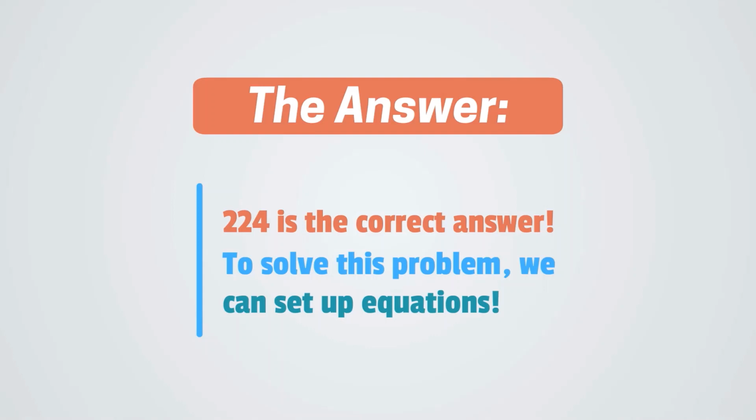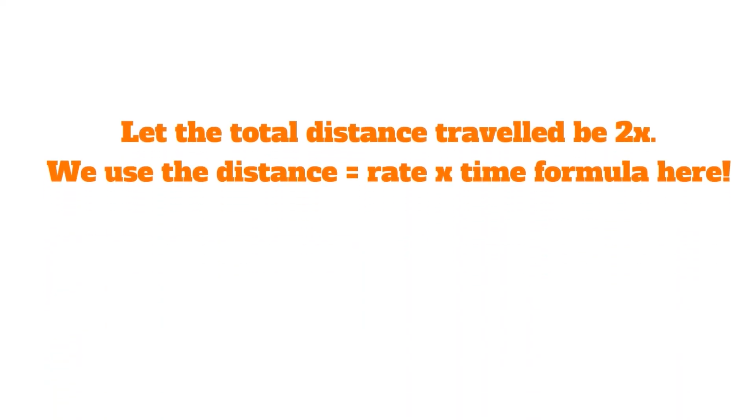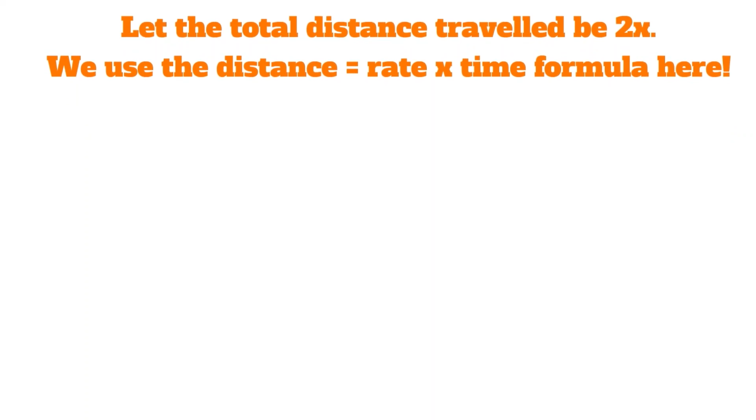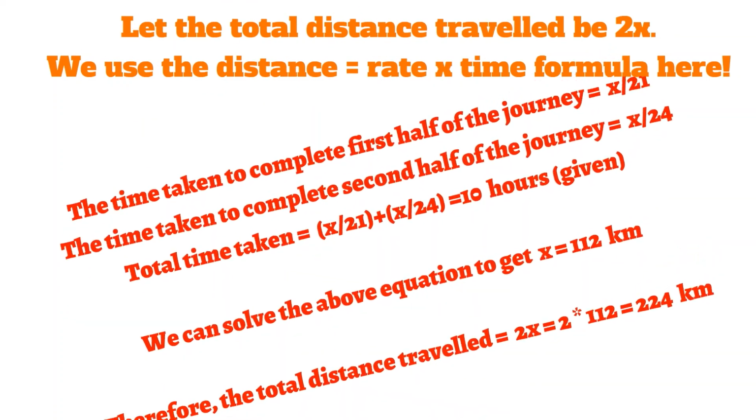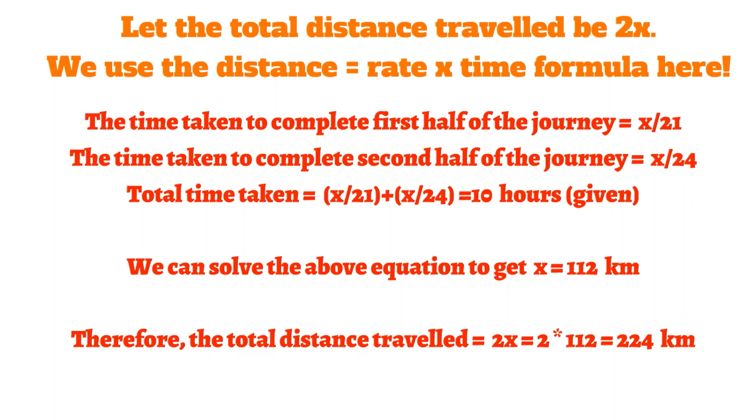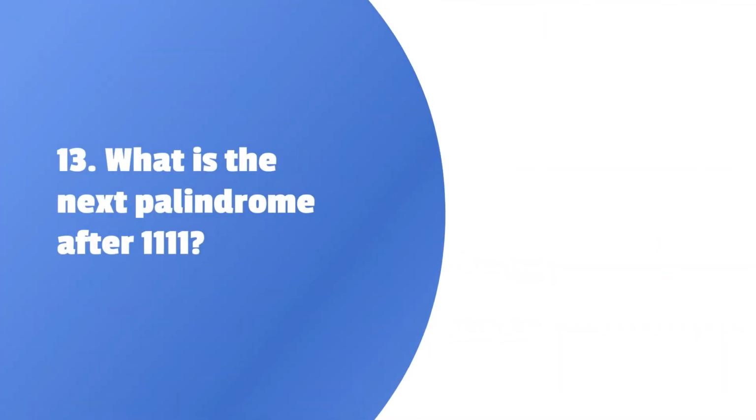The answer. 224 is the correct answer. To solve this problem, we can set up equations. Let the total distance traveled be 2x. We use the distance equals rate times time formula here. The time taken to complete the first half of the journey is equal to x divided by 21, and the time taken to complete the second half of the journey equals x divided by 24. The total time taken is equal to x divided by 21 plus x divided by 24, which is equal to 10 hours, as that's given in the problem. We can solve the above equation to get x equals 112 kilometers, so the total distance traveled is equal to 224 kilometers.